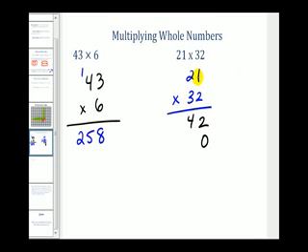3 times 1 would be 3. Notice this is really 30 times 1, and that's why we have to have this 0 here. And then we have 3 times 2, that would be 6. And now we add the columns. We have 2, 7, and 6. So this product is 672. Let's go ahead and try another one.